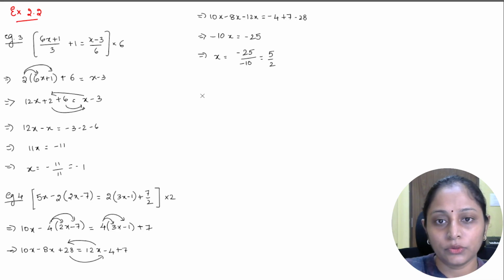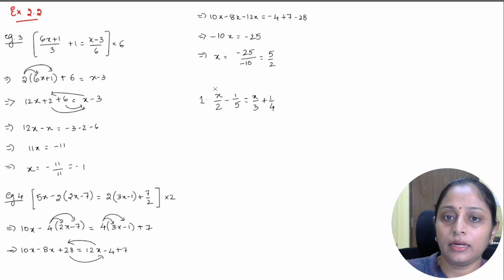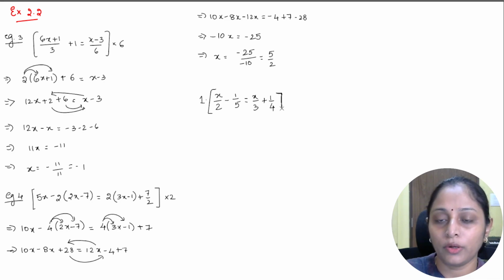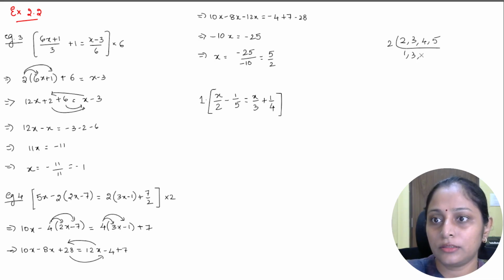Okay, so the first sum in the exercise is x by 2 minus 1 by 5 is equal to x by 3 plus 1 by 4. Here you can see that we have got 4 different denominators. Let us check what is the LCM. 2, 3, 4, 5. This is how you find the LCM. 2 ones, 2 twos.